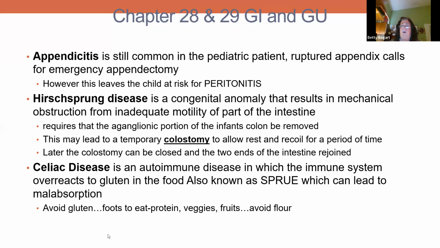Celiac disease, autoimmune, and it's all about gluten. Wheat, rye, barley, oats. They can't have any. And if they do, they're in severe pain. So they need to avoid gluten. So they need good protein, veggies, fruits, milks, dairies, all of those they can have, but no bread type stuff, no breading on chicken nuggets.